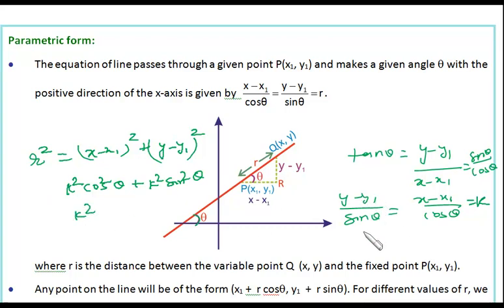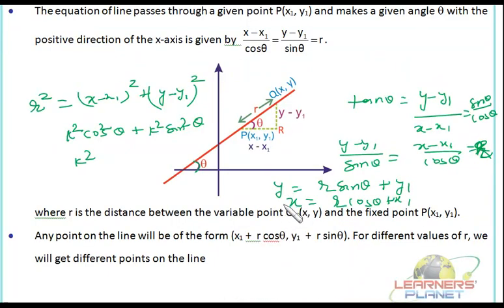That means (y minus y1) upon sin theta is equal to (x minus x1) by cos theta is equal to r, where r is the distance between these two points. So (y minus y1) upon sin theta is equal to r. So we can say y is equal to r sin theta plus y1 and x is equal to r cos theta plus x1, right?